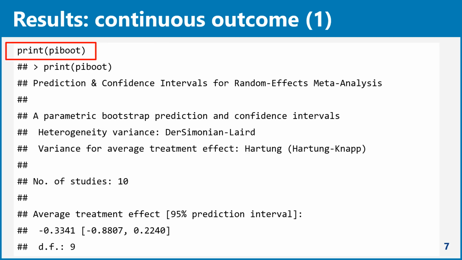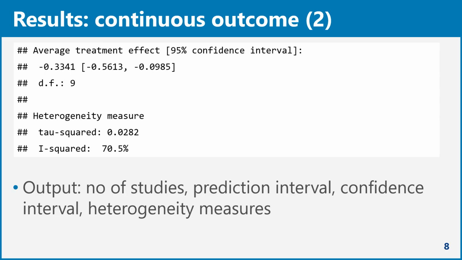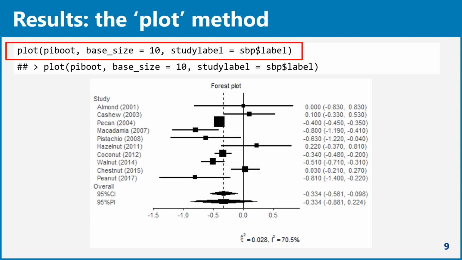Here we have a result calculated with the pimeta package. Estimated results can be summarized by the print method. Both prediction and confidence intervals and summary statistics that are usually reported in the random effects meta-analysis are provided. An estimated result can also be summarized by a forest plot by the plot method. The plot function has an argument, study labels, to set the labels for each study.